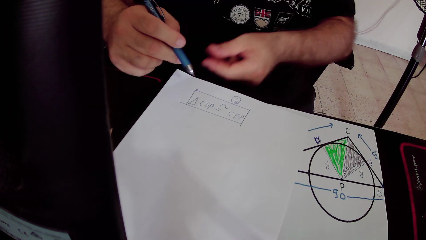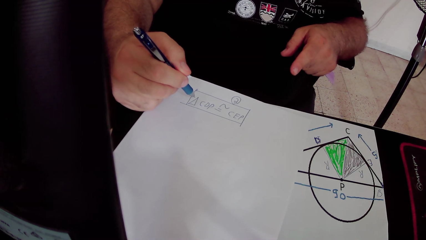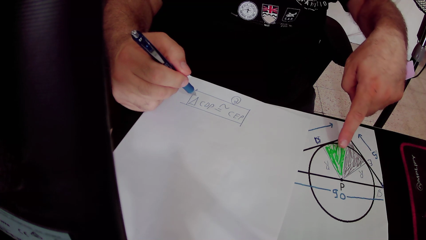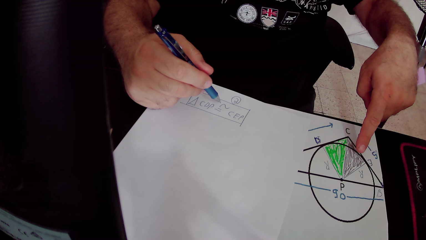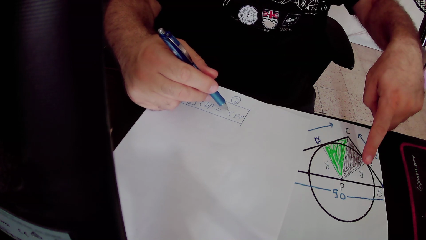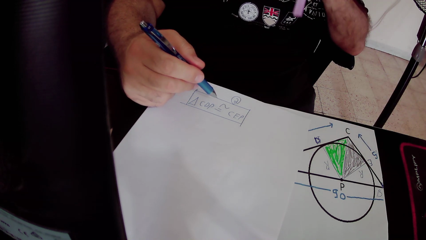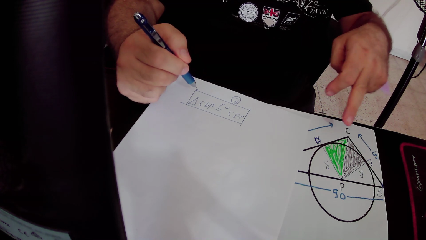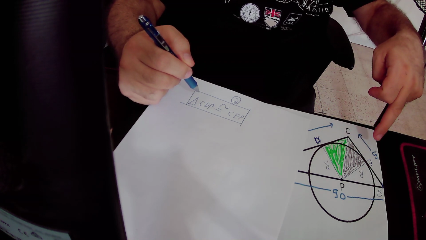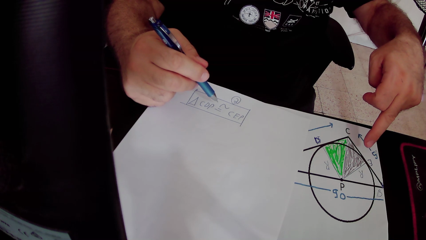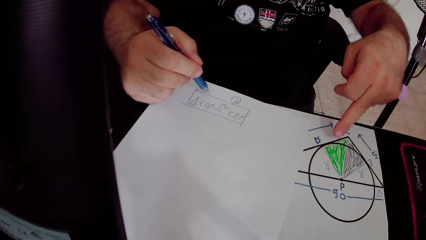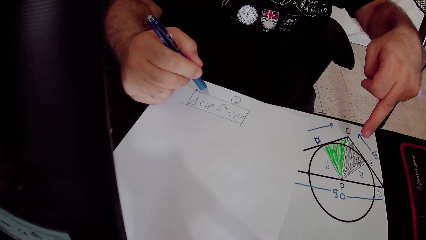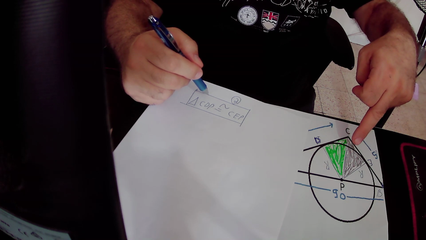Okay, triangle CDP, the green triangle, overlaps the black triangle, that is CEP. Triangle CDP is congruent to triangle CEP. The green triangle is congruent to the black triangle.